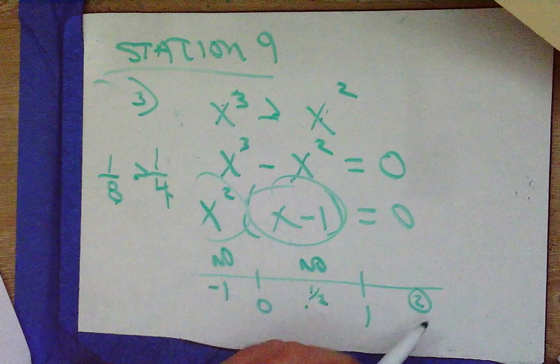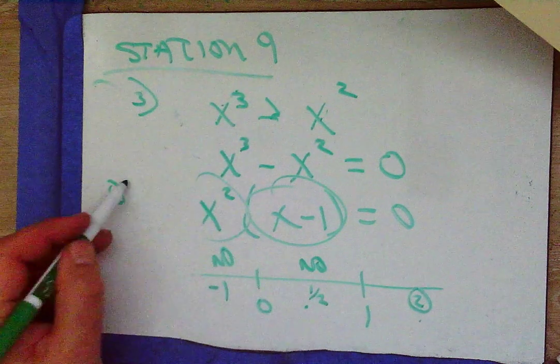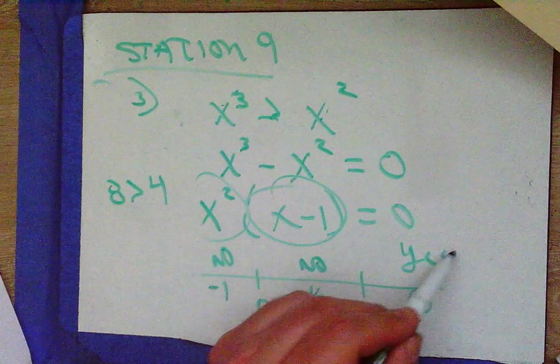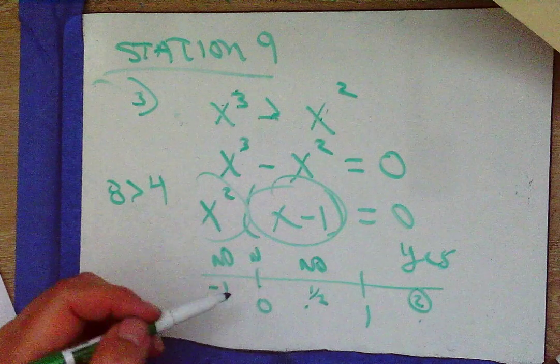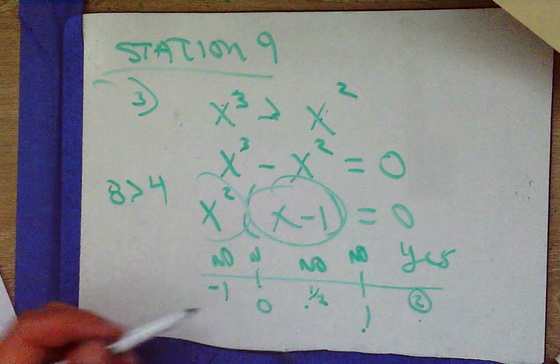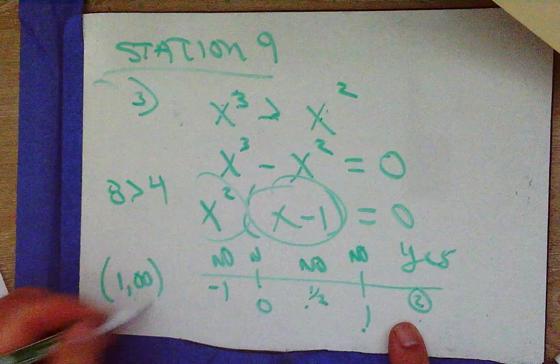Look, they're not alternating. And if I plug in a 2, 2 to the third is 8. Is 8 greater than 2 squared or 4? Yes, it is. And if I plug in a 0, is 0 bigger than 0? No. If I plug in a 1, is 1 bigger than 1? No. So I end up then saying 1 to infinity.